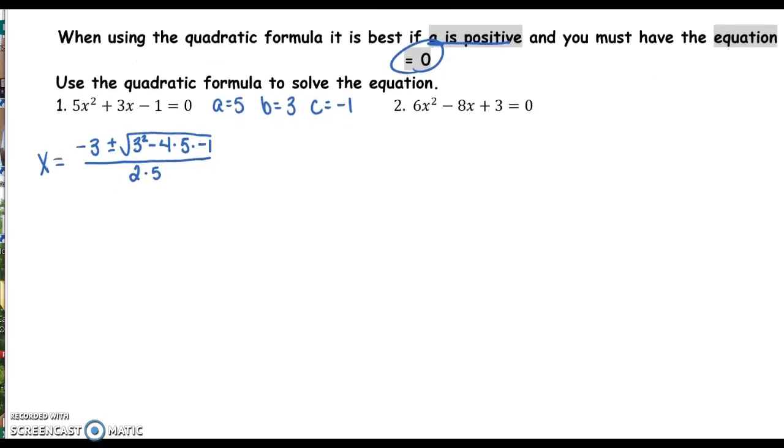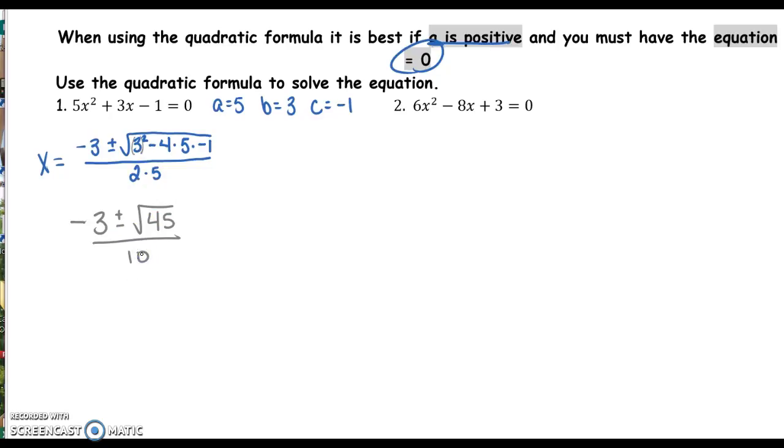Now we need to start breaking this down. So 3 squared, we can do that pretty easily. 3 squared is 9. But what I would do in here is put parentheses around whatever you're squaring and plug that whole thing in your calculator. So if you grab your calculator and do parentheses 3, close your parentheses, squared, minus 4 times 5 times negative 1, you should get 45. So we have negative 3 plus or minus the square root of 45 over 2 times 5 is 10.